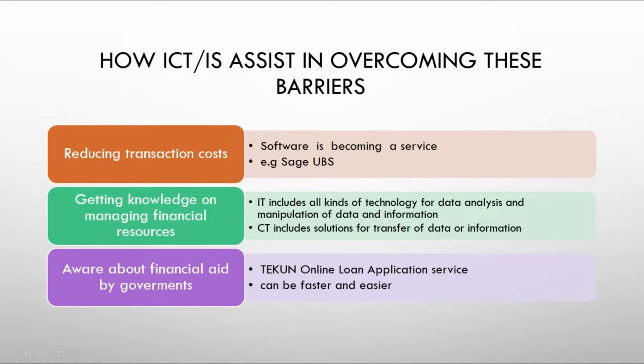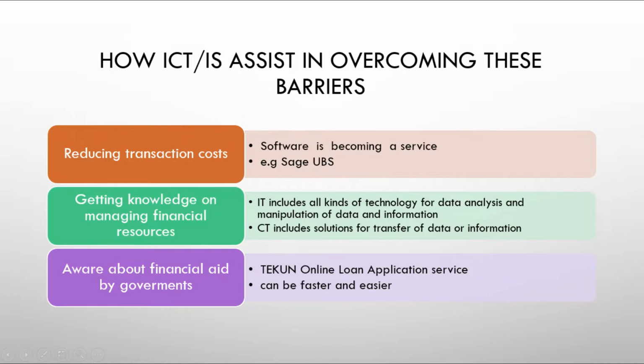Firstly, the internet and e-commerce have great potential for reducing transaction costs and increasing the speed and reliability of transaction. Software is becoming a service. A good example is Sage UBS, which is providing a payroll solution to its SME client. For the SME, this leads to reduction in cost of developing or acquiring payroll solution and means that maintenance and upgrading of the solution are taken care of.